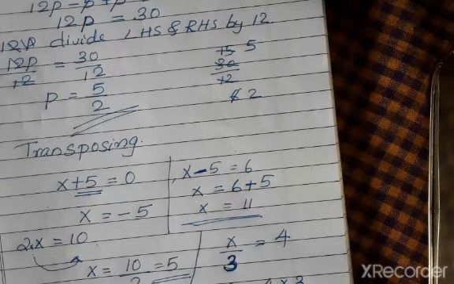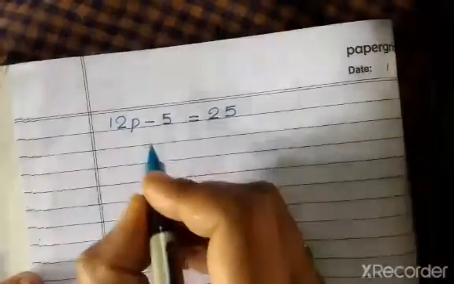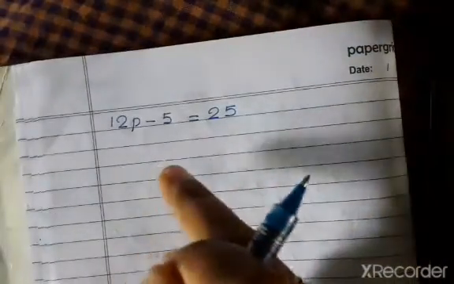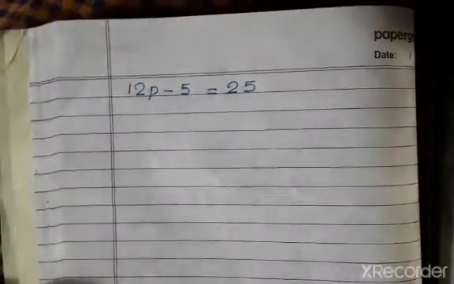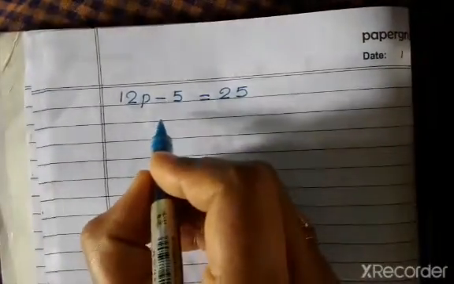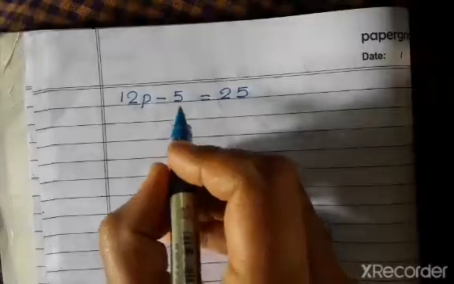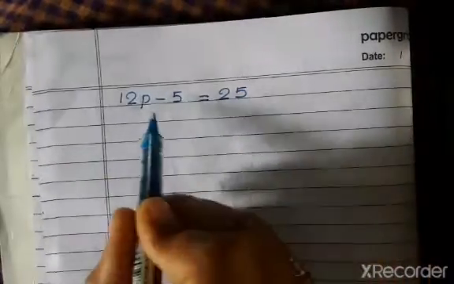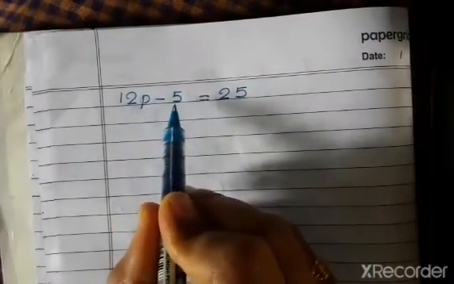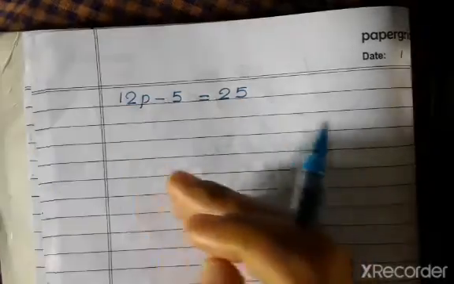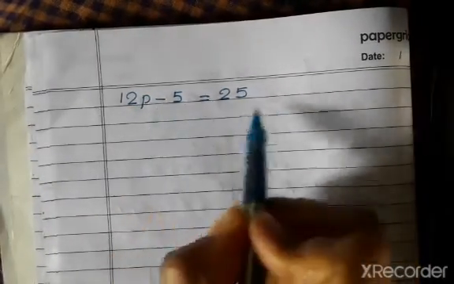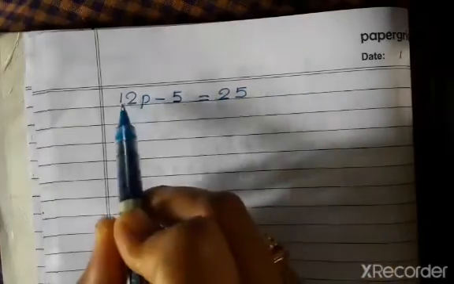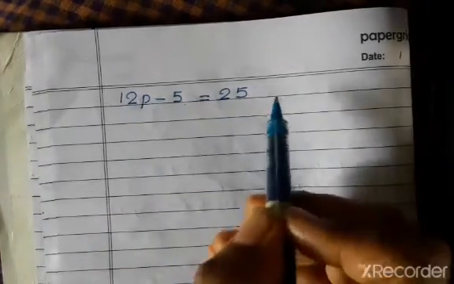Okay, children, we will solve the same equation which we already solved by using the step-by-step method. So here we are going to solve it by using the transposing method. Here you have to check which numbers we have to transpose, that is, change to the right hand side. That is 5 you have to change to the right hand side, and 12 also you have to change to the right hand side.